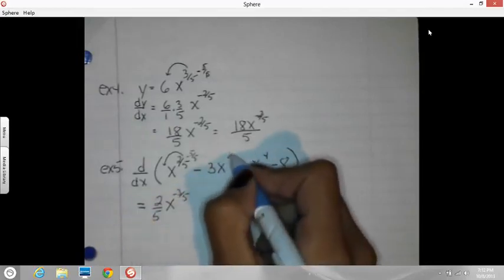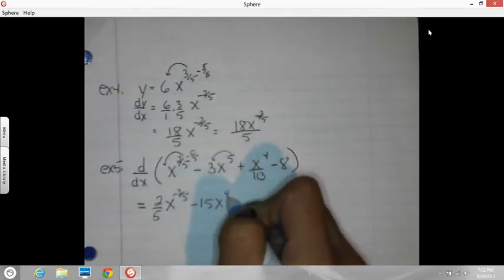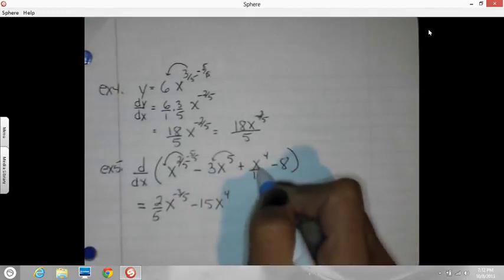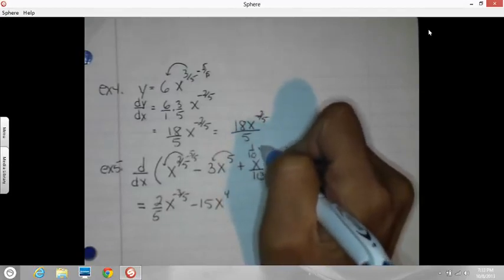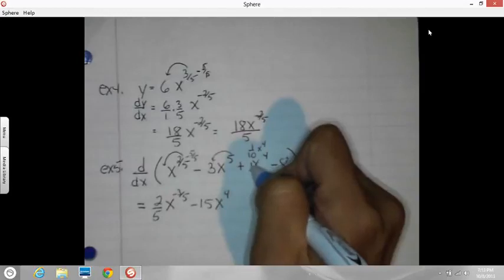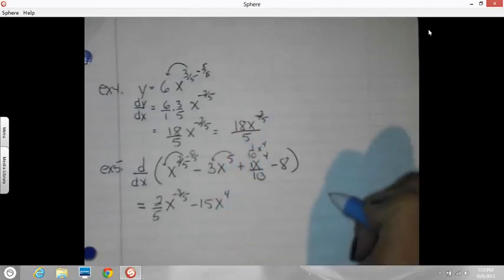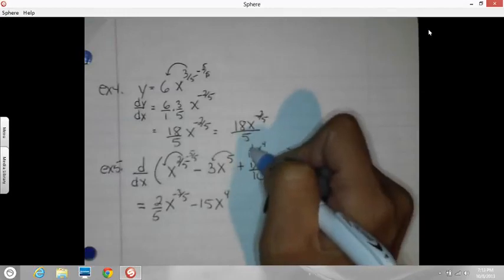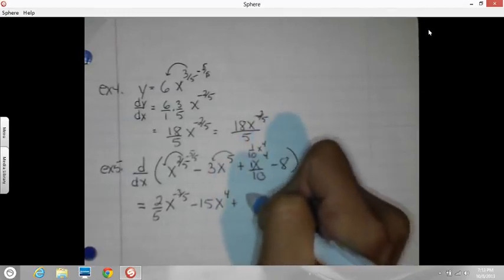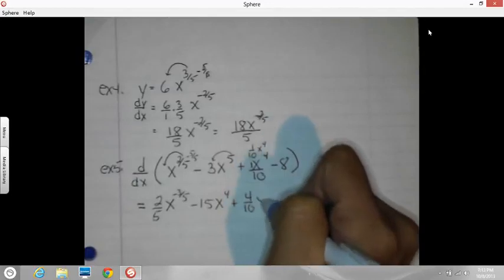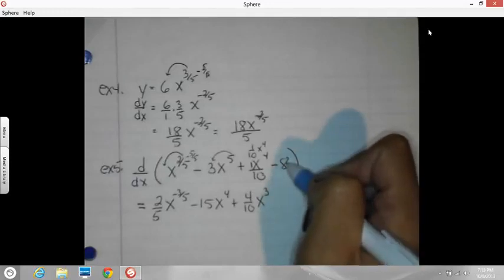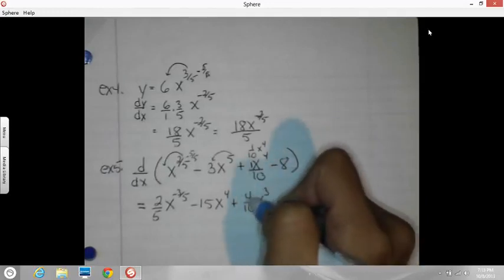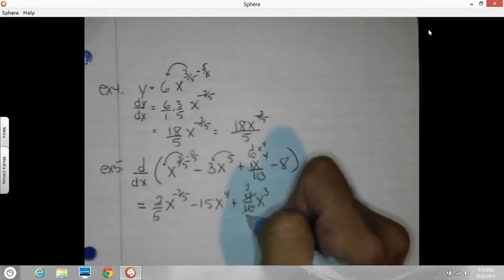Moving on here, multiply. Subtract 1 from the exponent. Here, think of this as, I'm going to write it right above it, 1/10 x to the 4th. Because remember, the coefficient isn't 1, it's 1/10 x to the 4th. So now when I multiply, I'm going to have 4/10 x to the 3rd. 8 is a constant, the derivative of a constant is 0. And I should reduce this to 2/5.